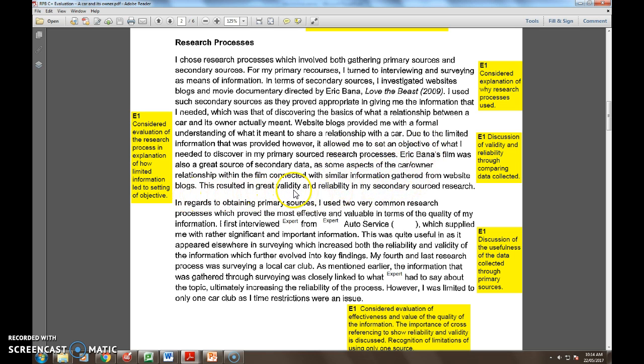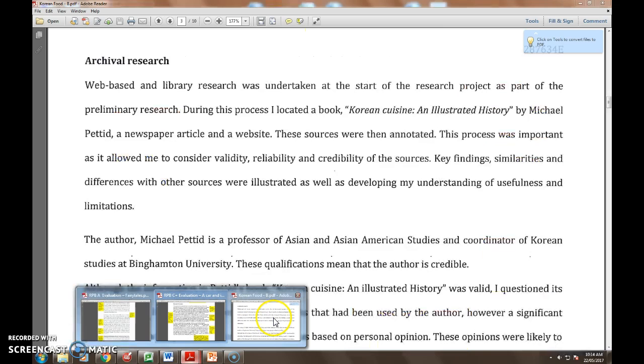This resulted in great validity and reliability in my secondary sourced research, so this one influenced this one in such and such a way. We're talking down here about people who have been interviewed, supplying significant and important information, the fact that they have chosen people who are experts in their field and they're making a judgment call about them being effective and valuable in terms of quality of information gathered, again, is what the moderators will be looking for.